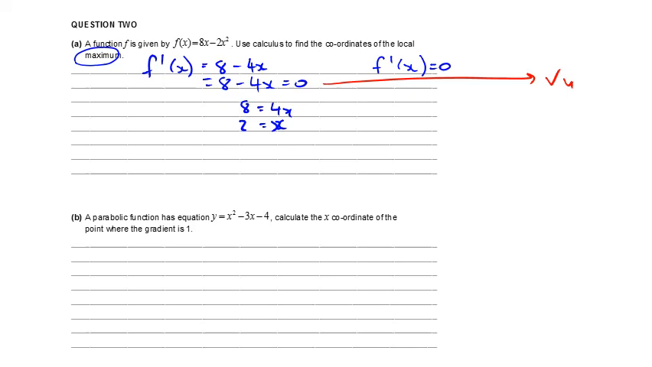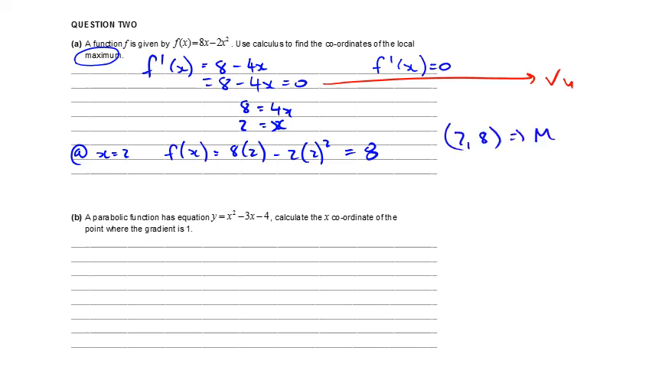Happy with that? And so at x equals 2, f of x is 8 lots of 2 minus 2 lots of 2 squared, which gives me an answer of 8. And so if I had done 2, 8, maximum, that there was my merit tick. That one is quite an easy merit tick. I'd love to see more people be able to do that. It's very straightforward when you get the hang of it.